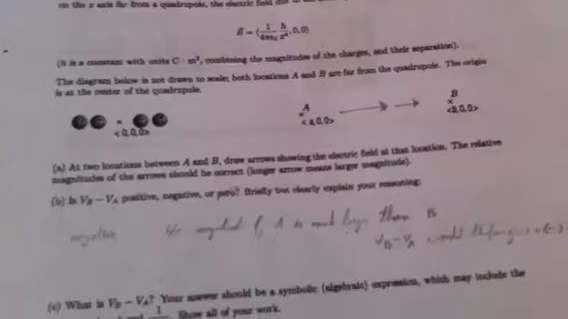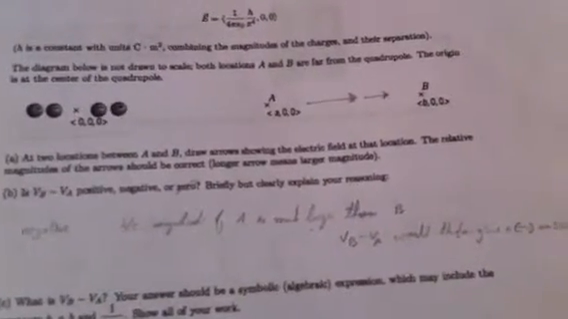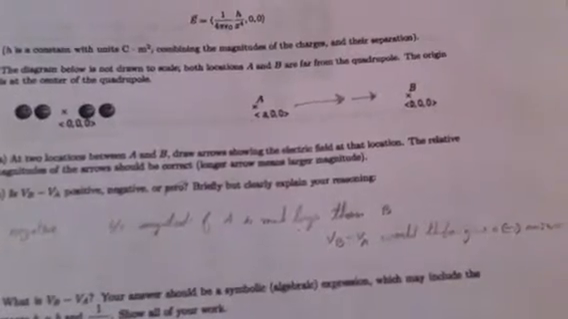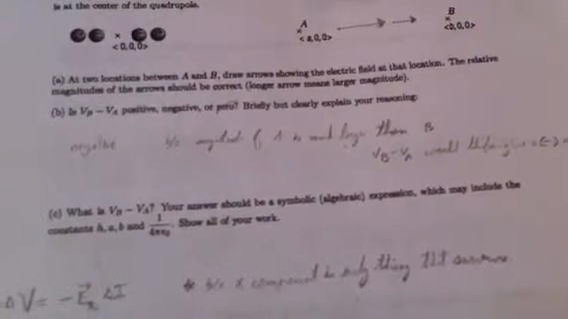The second question: the first part asks us to draw arrows. So the first one would have a longer arrow because it would have a larger magnitude of the electric field, because it's closer to the two dipoles. The answer would be negative because the magnitude of A is much larger than B. So if you do VB minus VA, that's going to give you a negative answer.